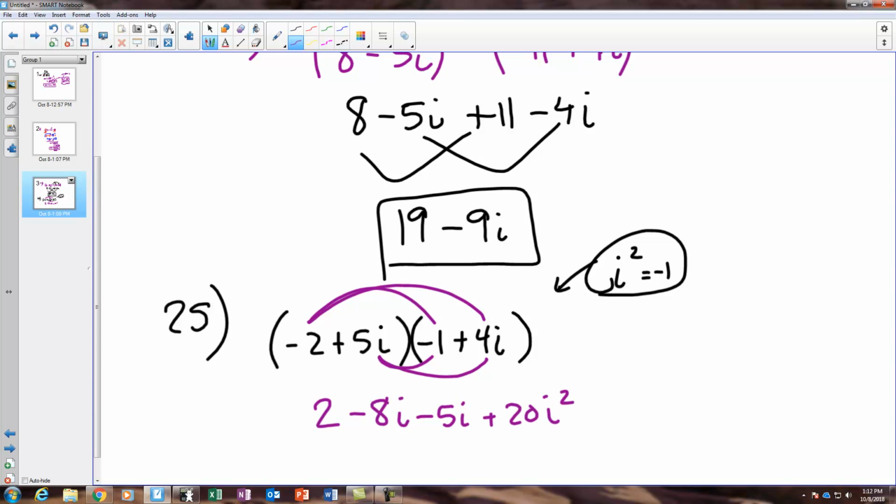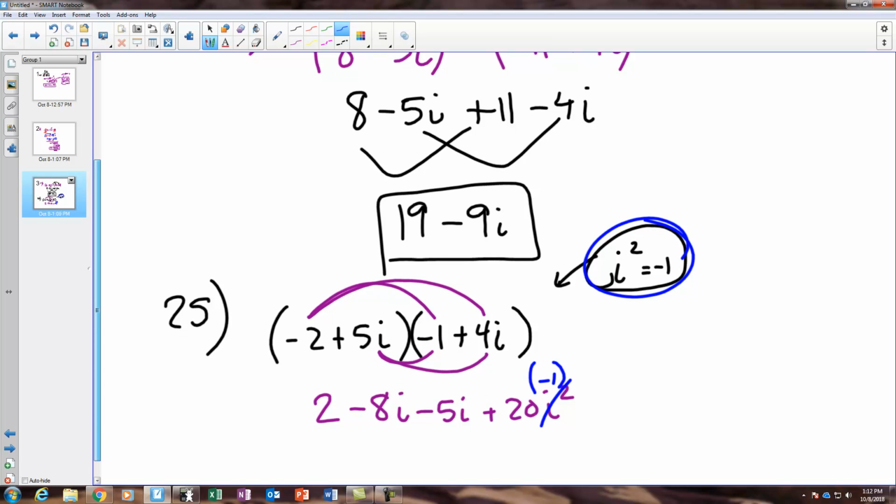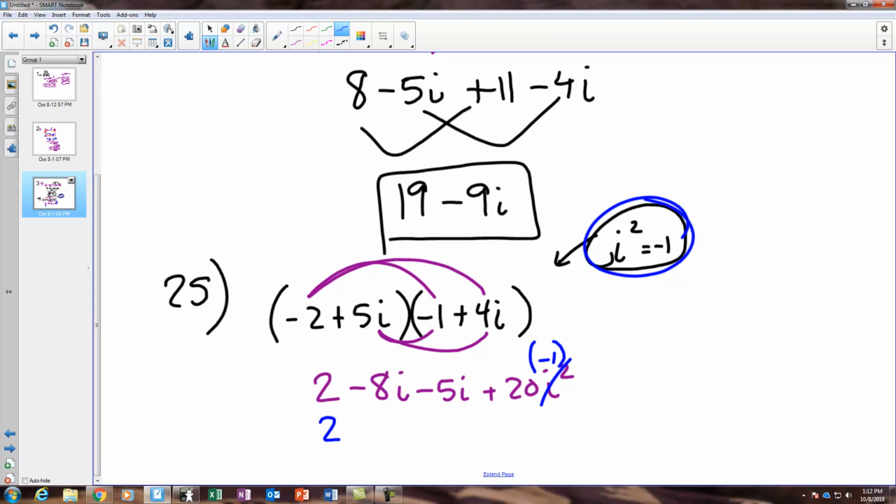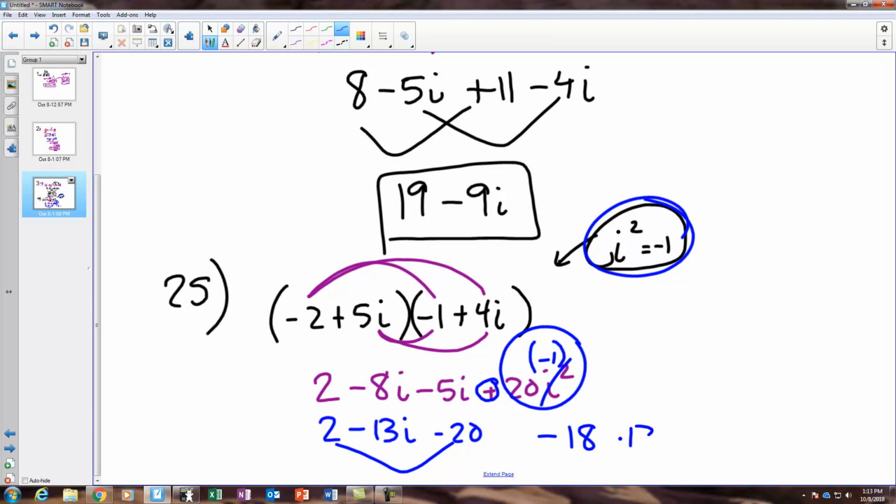That i squared is really, really important because, like we said up here, i squared is the same as a negative 1. So I'm going to cross this out and put a negative 1 in parentheses. Okay? So if I rewrite this a little bit, I have 2 - 13i. Now this becomes minus 20. So you can kind of imagine that when you get i squared, all it really does is change the sign of the number. Instead of being plus 20, the i squared made it minus 20. Now I can combine those, giving me negative 18 - 13i.